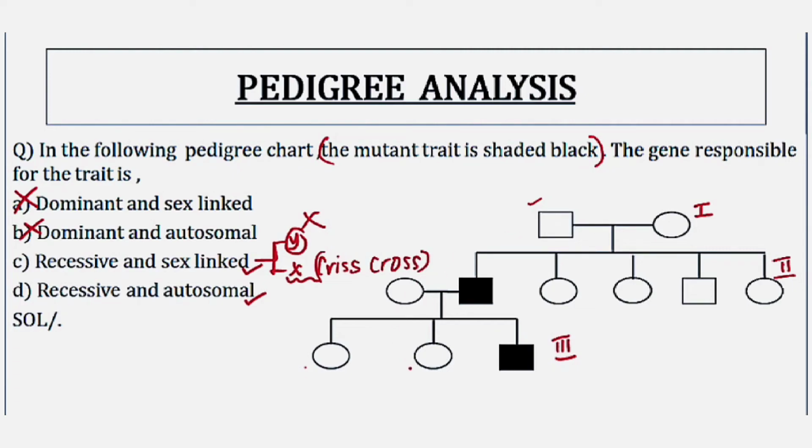On checking the third generation, oh my god, see, the male is affected. Female, male, male is not the criss-cross pattern. Female, male, female is the criss-cross pattern. So the male is affected, so it is not X-linked. So we rule out the third option, and then it is automatically option D.